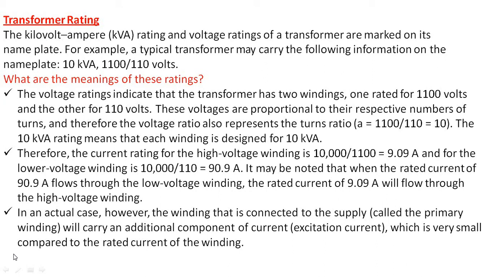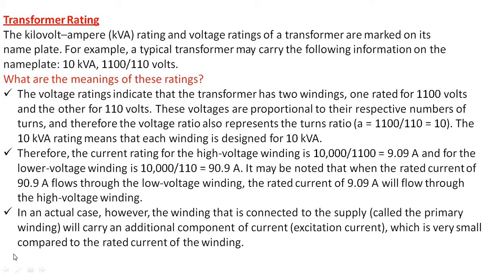What are the meanings of these ratings? The voltage rating indicates that the transformer has two windings, one rated 1100 volts and the other 110 volts. These voltages are proportional to their respective number of turns, and therefore the voltage ratio also represents the turns ratio. a = 1100 divided by 110 = 10.